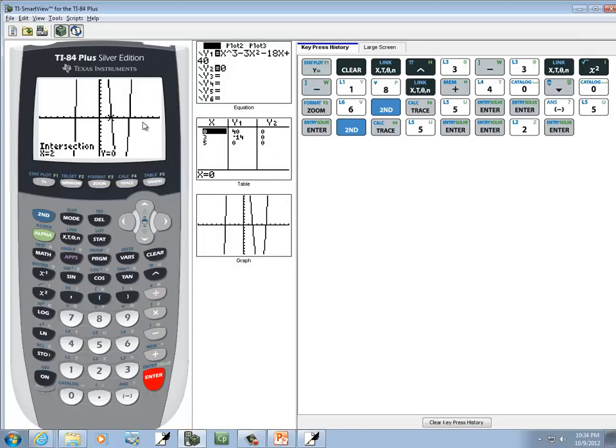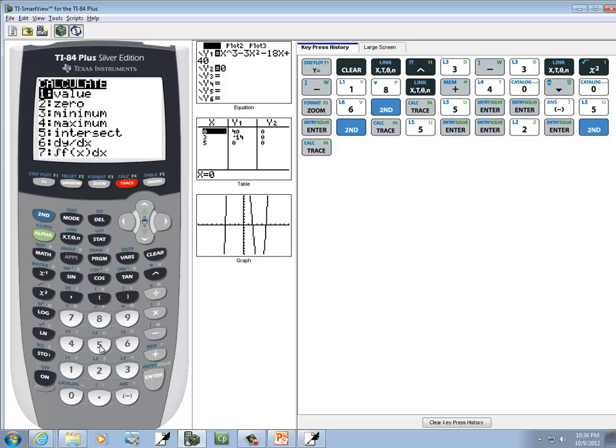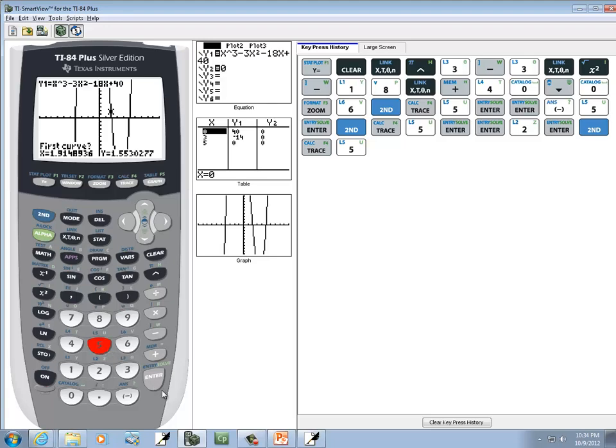Well, we got one more. This one over here looks like 5 or 6 or something like that. So I do second trace, choose intersect, enter on first curve, enter on second curve, and I'm going to right arrow over to put my flashing cursor closer to what I'm trying to find. This is a graphical way of entering the guess. Instead of actually inputting numbers, you just use your arrow keys to move the flashing cursor over closer to the one you want to find.